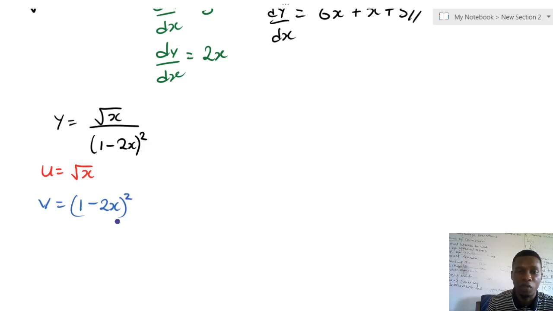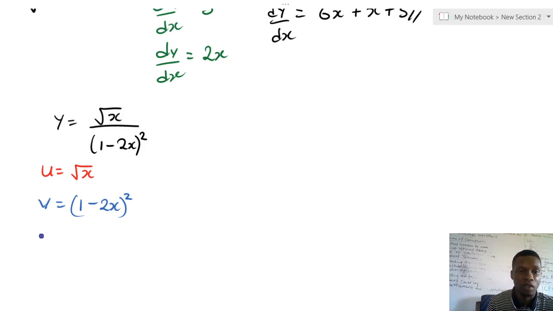Remember, to find the derivative of our v, we'll have to apply chain rule, or you can expand it and solve it normally. But the best would be to apply chain rule. That's why you must get familiar with all these rules so that you can spontaneously apply them without feeling dragged by which formula to apply.